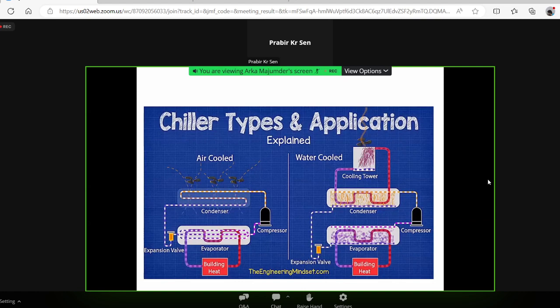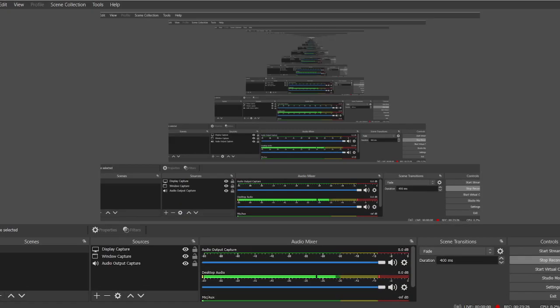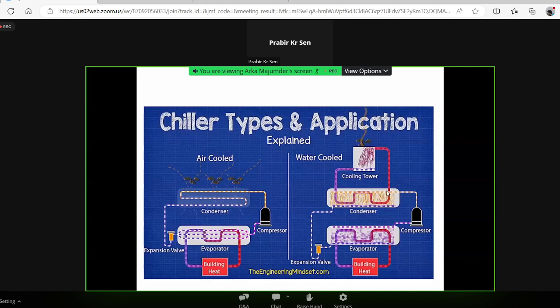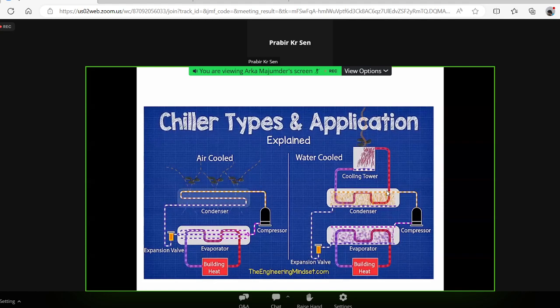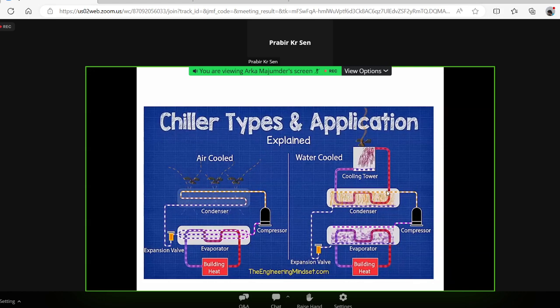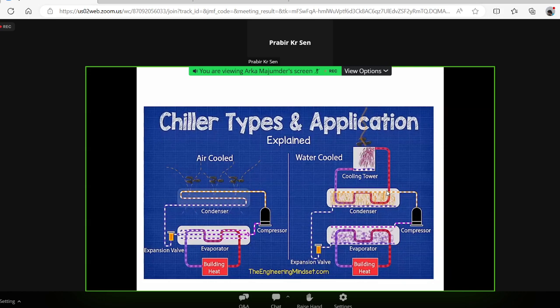So this is a chilled water system in air conditioning. The left one is air cooled, the right one is water cooled. You see in the air cooled system, the compressor compresses the refrigerant and it goes straight away to the condenser. In the condenser coil, the refrigerant is cooled by some fans, then it becomes hot liquid, then it is expanded in an expansion valve in an evaporator where we have chilled water.